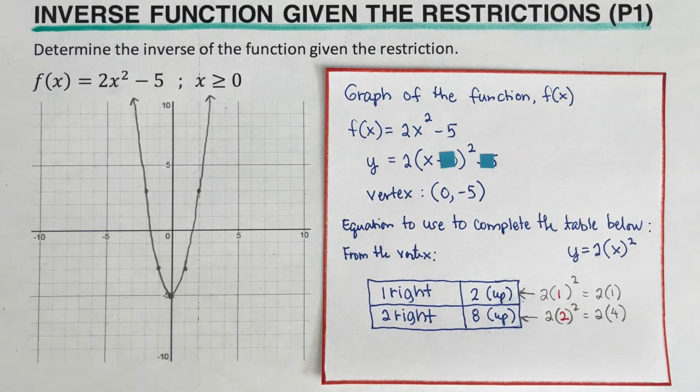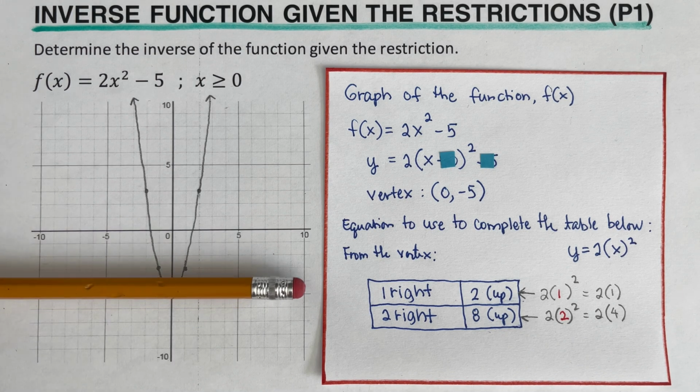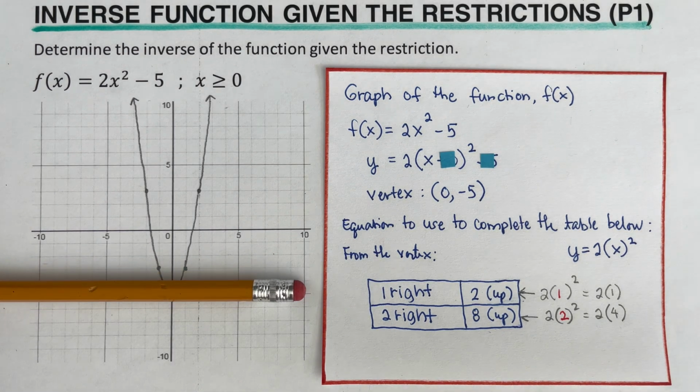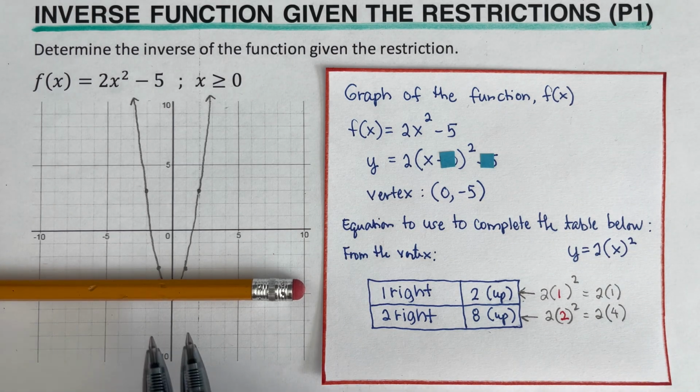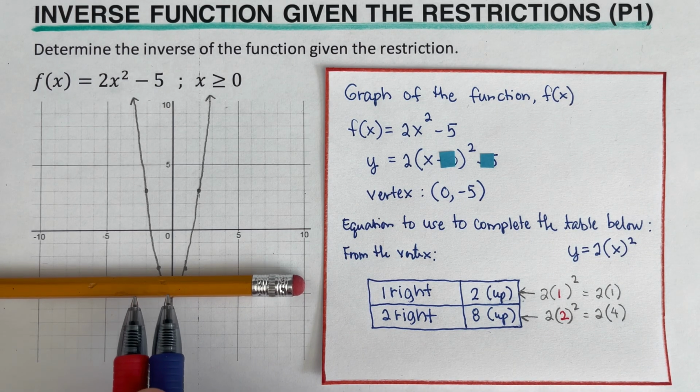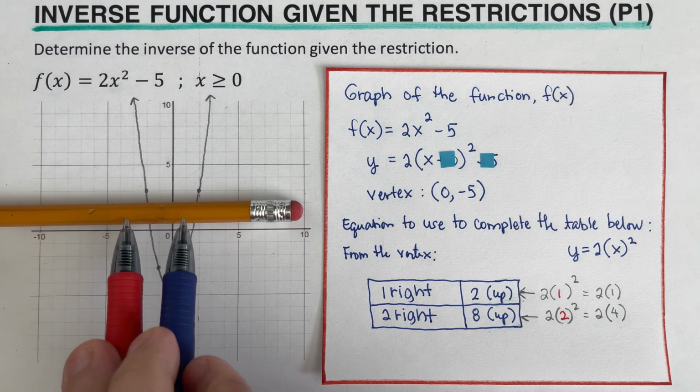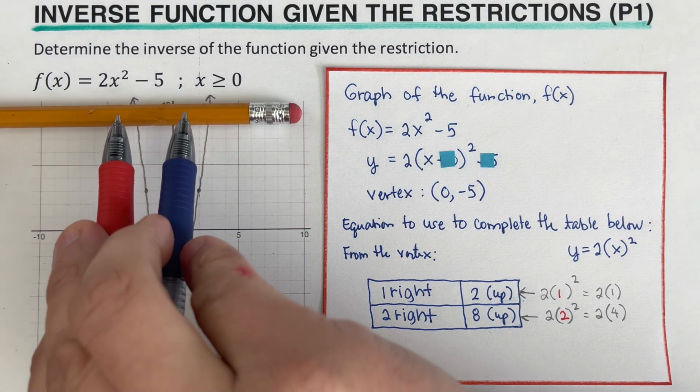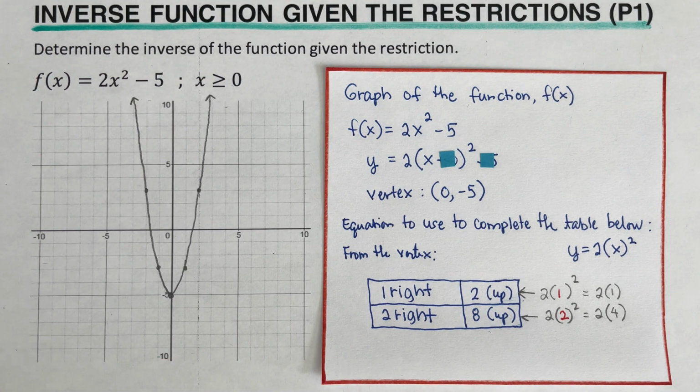Okay, looking at this graph right here, this is not a one-to-one function. Again, to test if it's a one-to-one function, we are going to use the horizontal line test. As you can see here, if I pass a horizontal line along this graph, it touches the horizontal line twice. So this fails the horizontal line test, which means that this is not a one-to-one function, and so it does not have an inverse function.